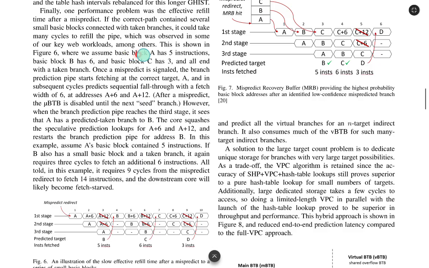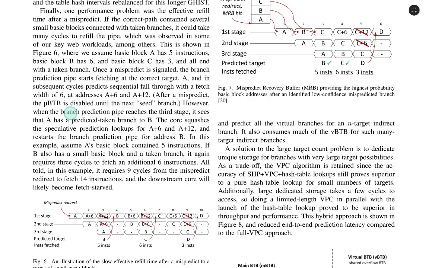where we assume basic block A has 5 instructions, basic block B has 6, and basic block C has 3, and all end with a taken branch. Once a mispredict signal reaches the branch prediction pipe, it starts fetching at the correct target A, and in subsequent cycles predicts sequential fall-through within a fetch of 6 at addresses A plus 6 and A plus 12. After a mispredict, the micro BTB is disabled until the next seed branch.